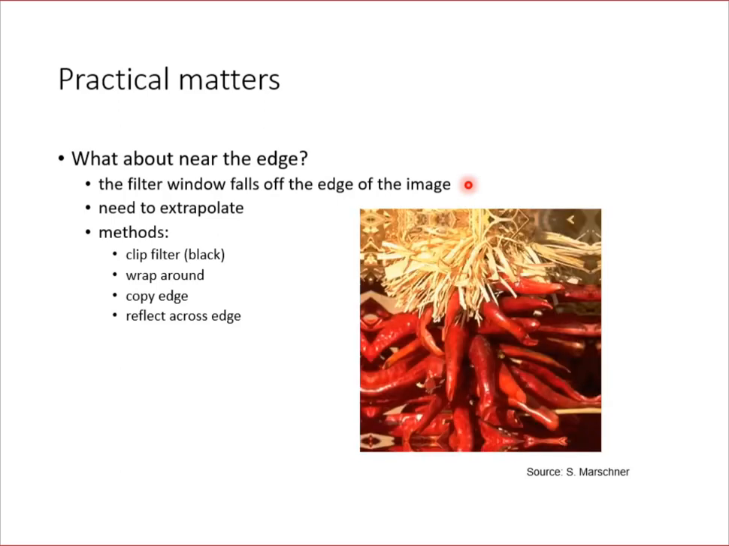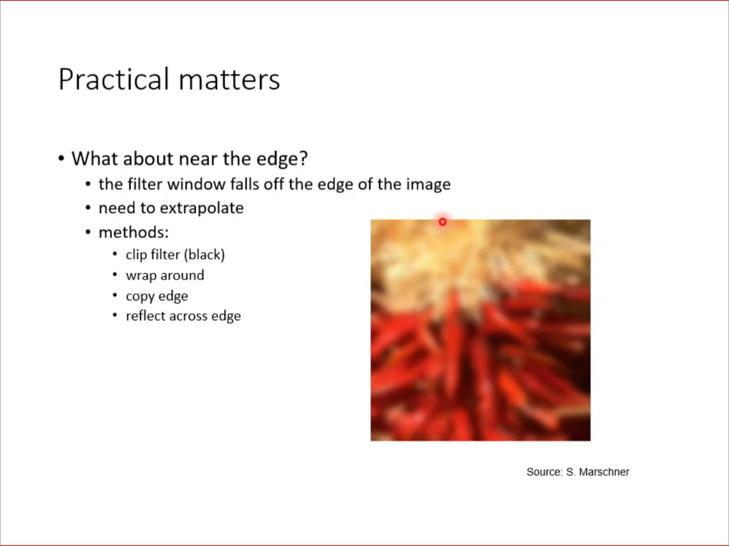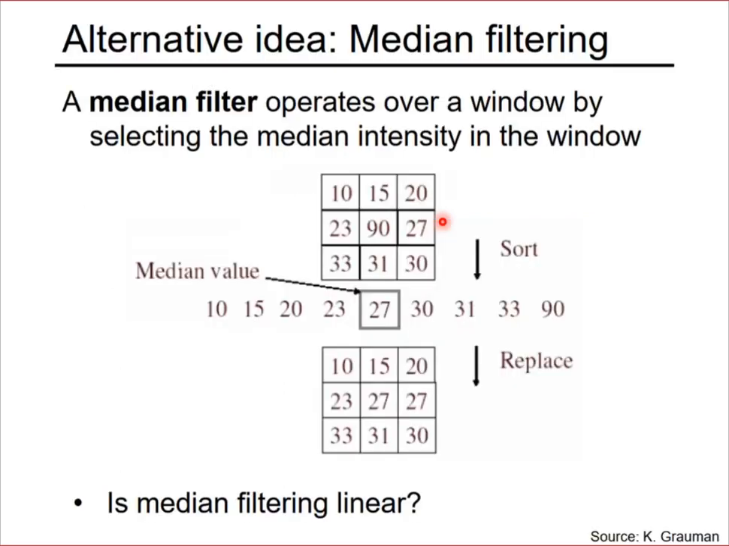And the last one is called reflect across edge. So this means for the inside pixels, we flip them out. Then apply the filter, get the output images. So for handling the boundary cases, there are 4 different types of pixel extension. Okay, so that is linear filter.